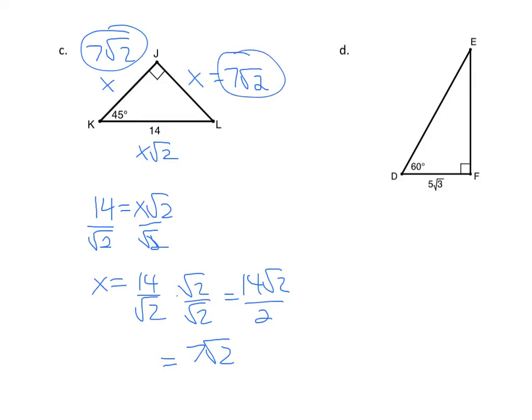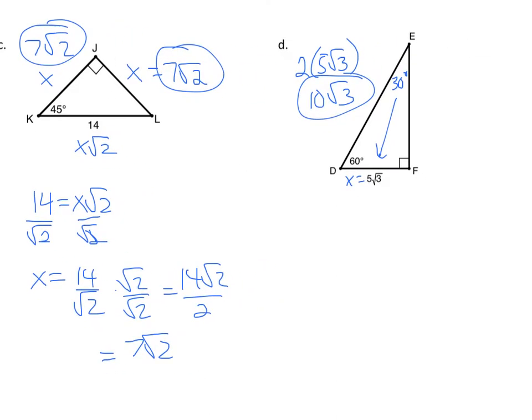And in this last example, we are given the shortest side, which is across from the 30-degree angle. So that's our x. If we double that, we get the hypotenuse. So 2 times 5 radical 3 is 10 radical 3. And then for the longer leg, we take the short leg, 5 radical 3, and multiply by radical 3. So we get 5 radical 9, which is just 5 times 3, or 15.